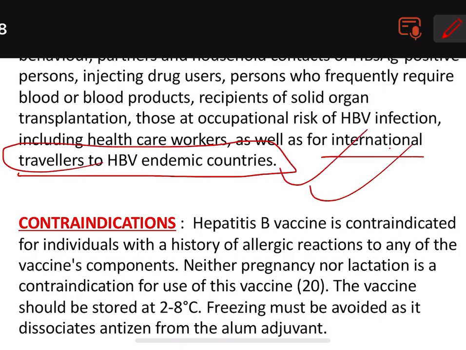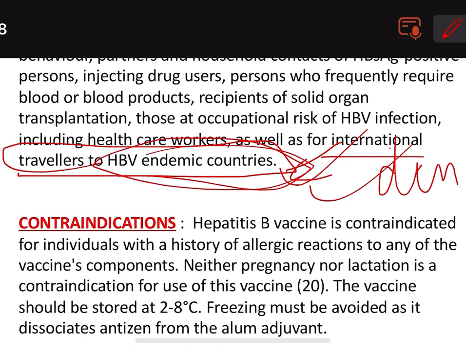Okay, we saw the HBV endemic countries, especially the developing countries like those in Asia. So international travelers traveling to the endemic countries can contract the infection. They are also at a high risk group.